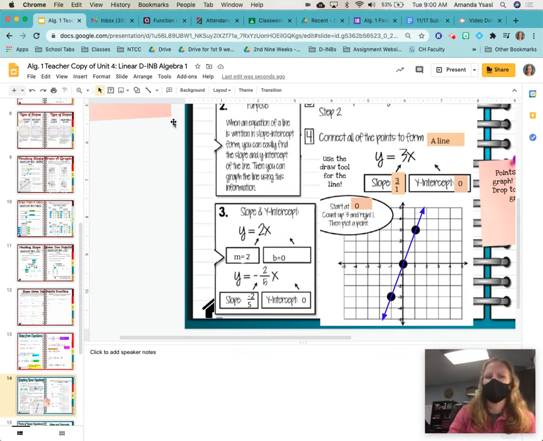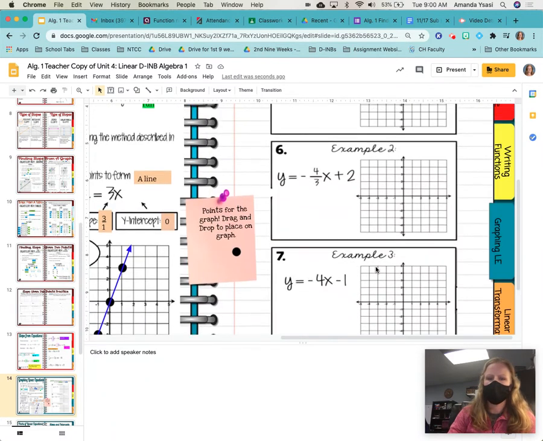Okay, we are done with the left side. Does anybody need to see anything on this that you may not have gotten? Let's go to the right side.